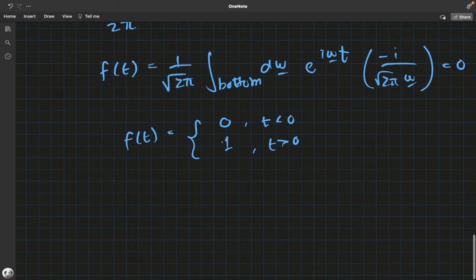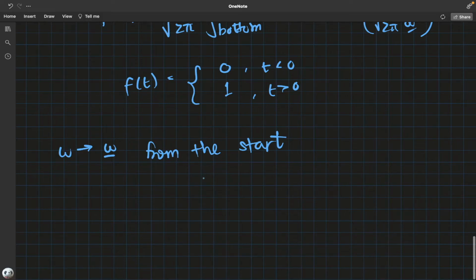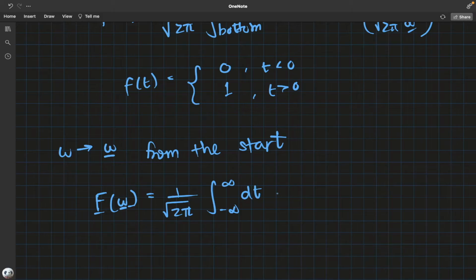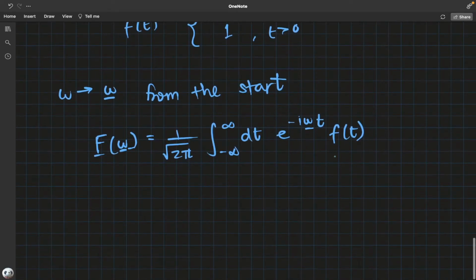So why not, let's just do this from the start. Why not just make omega imaginary or complex from the start. So if we do that, then everything else is fine. We can define our modified Fourier transform as such. I'm underlining to denote omega is complex. And everything else is fine.